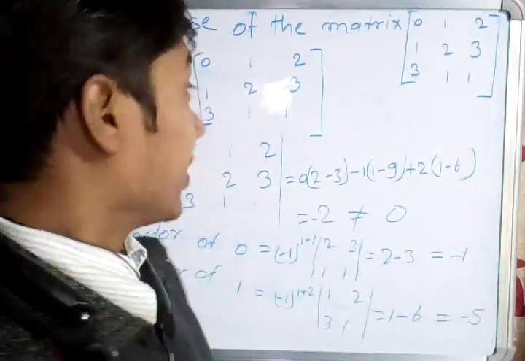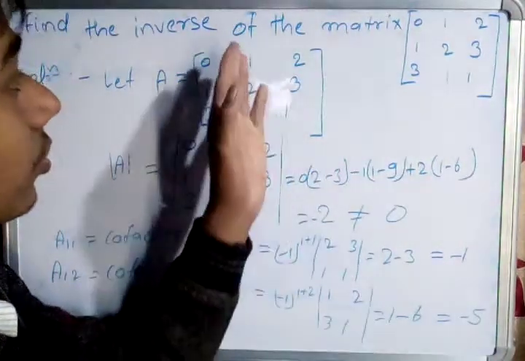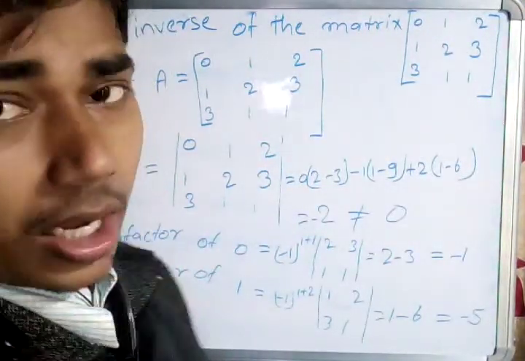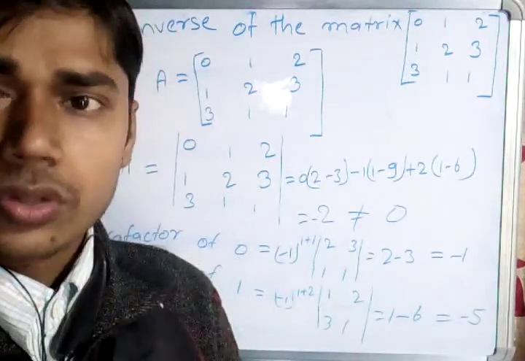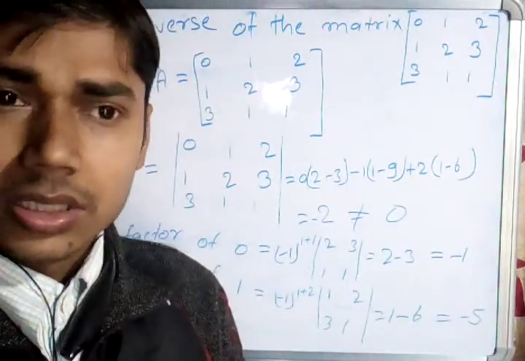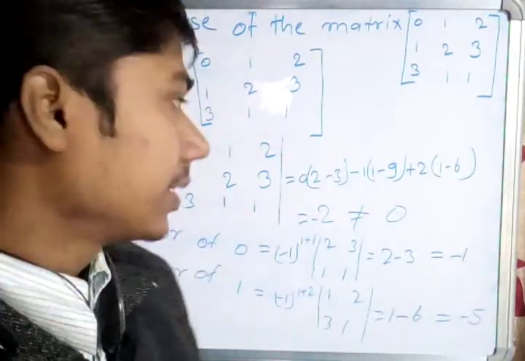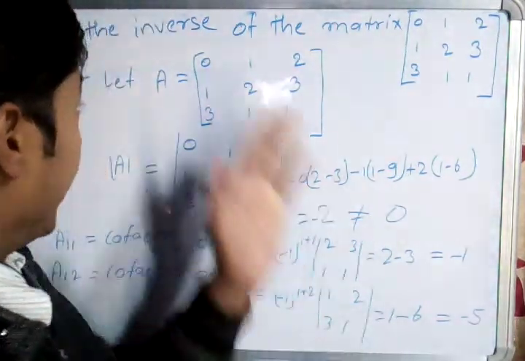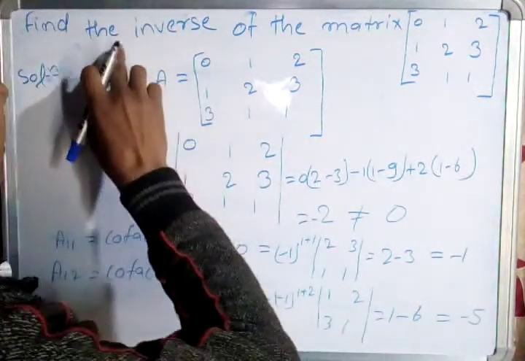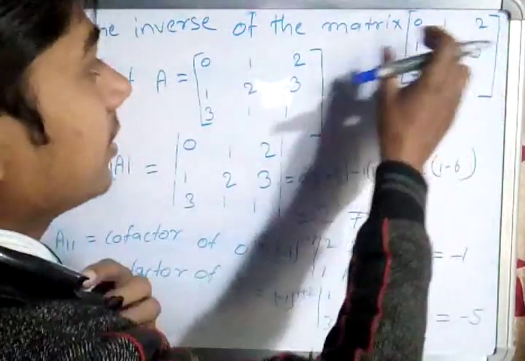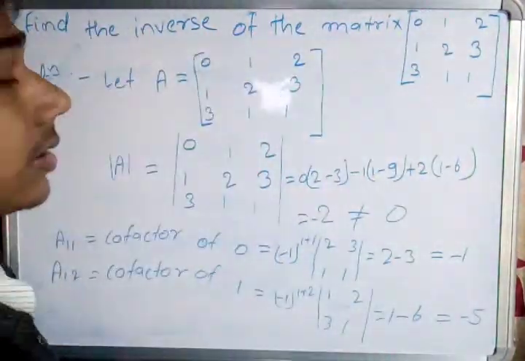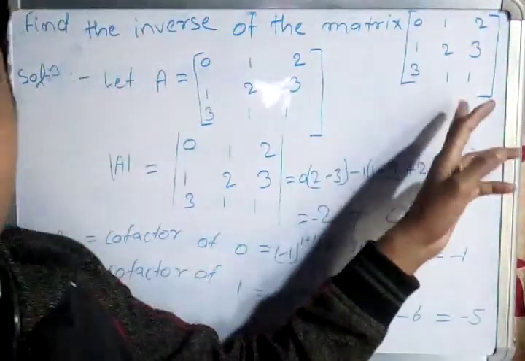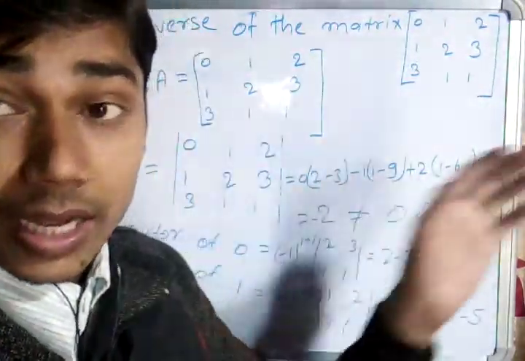Look here: find the inverse of a matrix of 3 by 3 order. Listen carefully. Find the inverse of the matrix. We consider a 3 by 3 order matrix, where the number of rows and columns are the same.